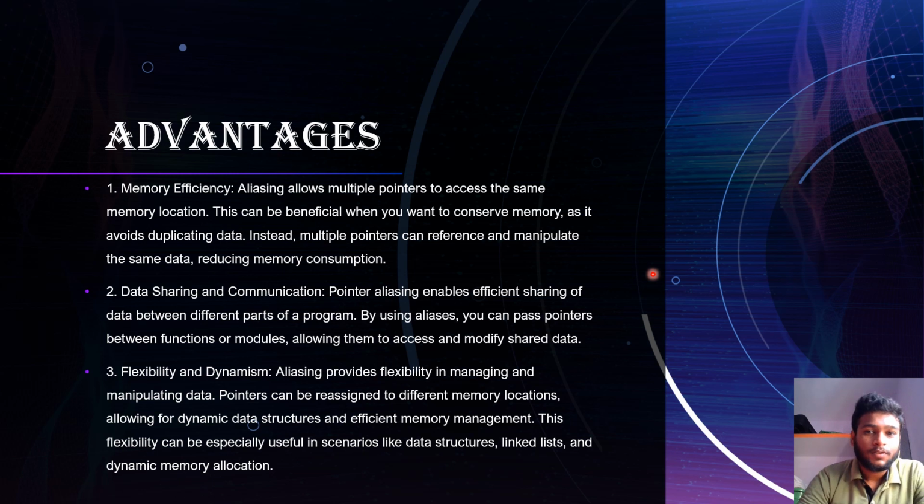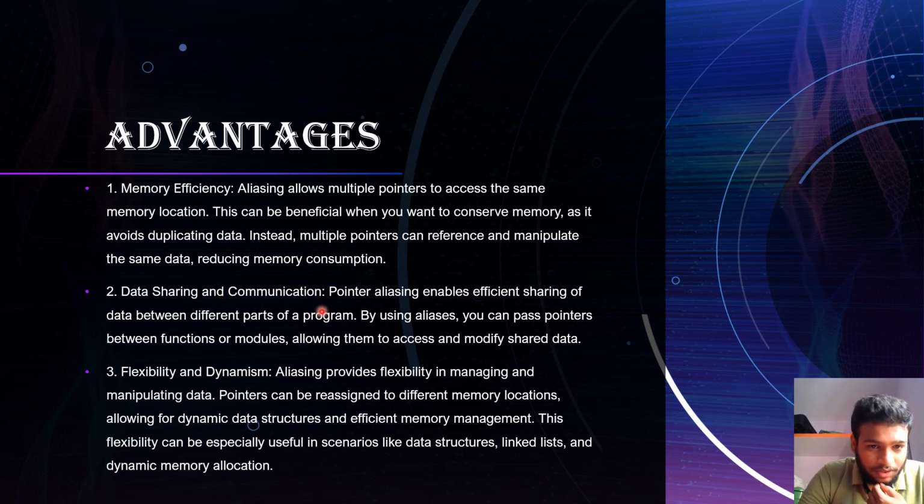Now let us see the advantages of pointer aliasing. Memory efficiency: aliasing allows multiple pointers to access the same memory allocation. That can be beneficial when you want to conserve memory, as it avoids duplicating data. Instead, multiple pointers can reference and manipulate the same data, reducing memory consumption, so we can save memory in pointer aliasing, but we can't save in plain pointers.